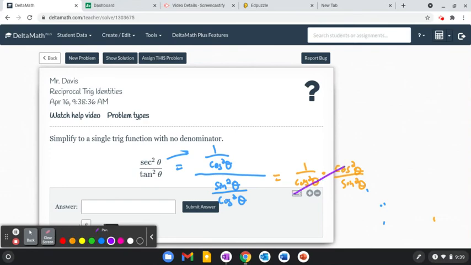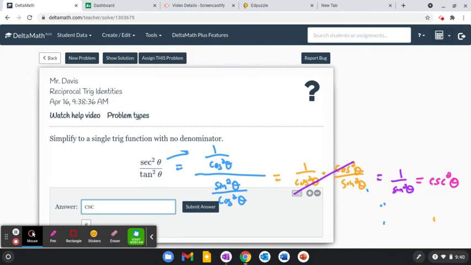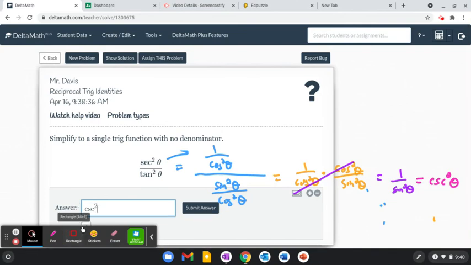We can then cancel because they're diagonal. So we get 1 over sine squared theta. And then to get that out of the denominator, we just think, well, what's the reciprocal of sine squared? And that's cosecant. So this is equivalent to cosecant squared theta. Cosecant squared theta. I think that should be all the scenarios you have.